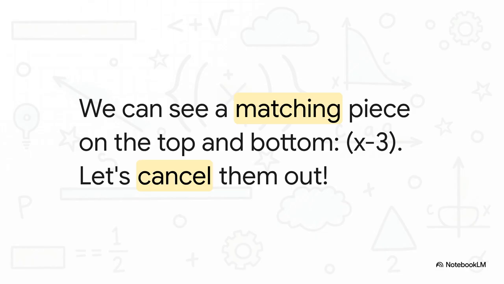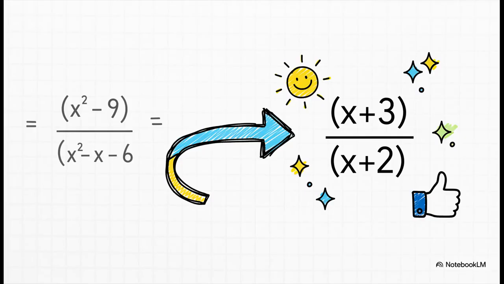We've got an x minus 3 on the top and an x minus 3 on the bottom. That's our matching piece. So, just like we would with numbers, we can cancel them right out. Gone. And what are we left with? Just x plus 3 over x plus 2. I mean, look at that. We went from that intimidating beast of a problem to this simple, clean answer.